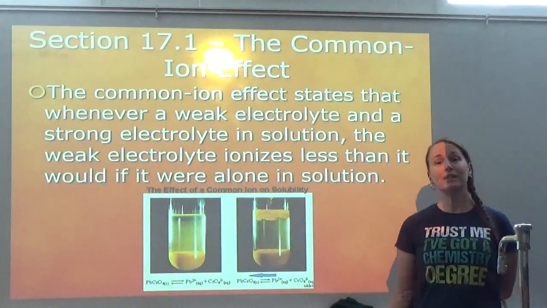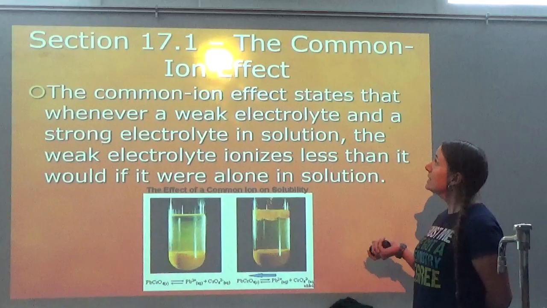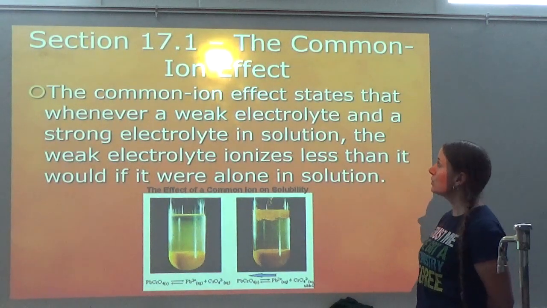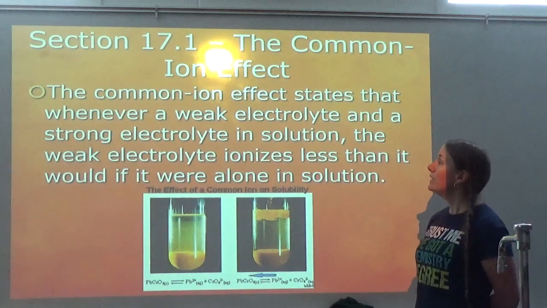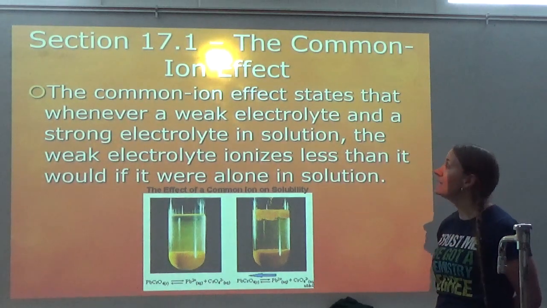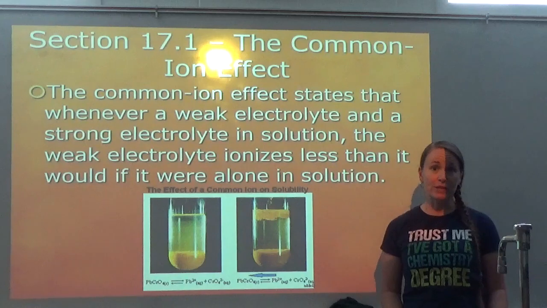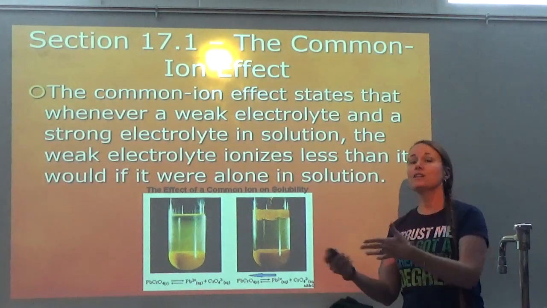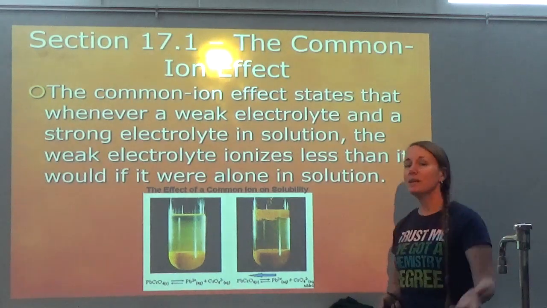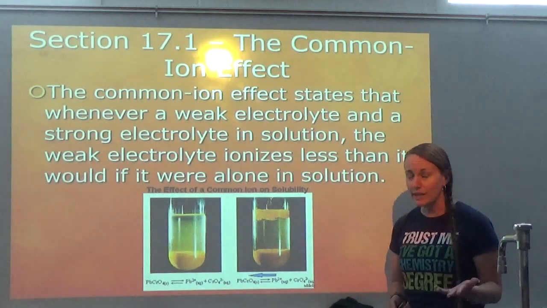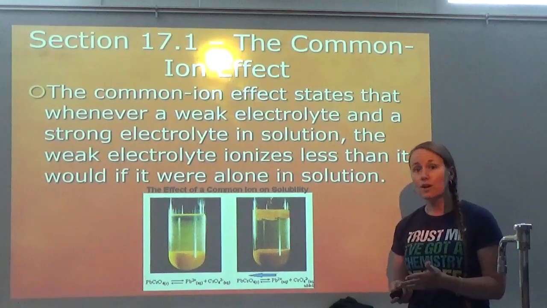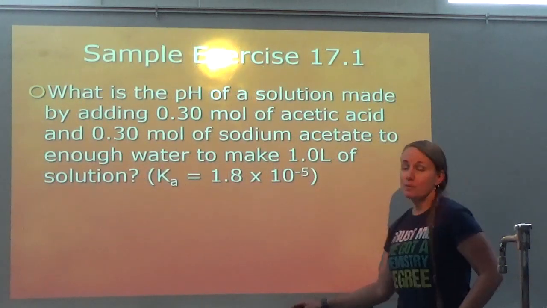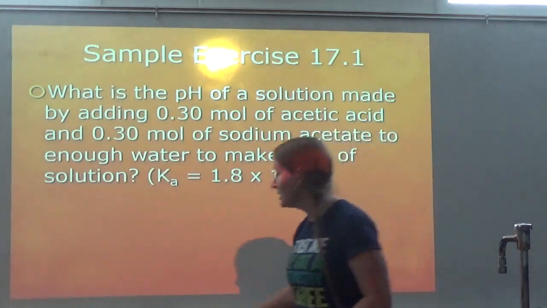All right, so first we're going to talk about the common ion effect. The common ion effect states that whenever a weak electrolyte and a strong electrolyte are in solution, the weak electrolyte ionizes less than it would if it were alone in solution. In other words, if I already have some chlorine in a solution and I try to add something else that has chlorine in it to dissolve, less of that's going to want to dissolve, because then we're going to saturate the solution with chlorine. All right, let's jump on into this math.